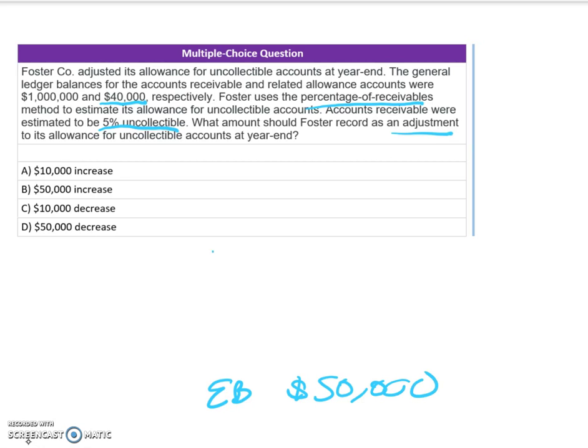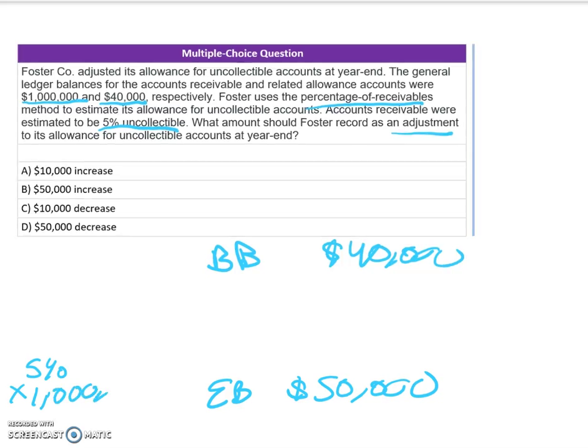and a beginning balance, as stated up top, $40,000. We know this because $50,000 is going to be 5% times our accounts receivable of $1 million. So it's going to be 5% times $1 million. That's going to give us our $50,000. So that's our required ending balance.